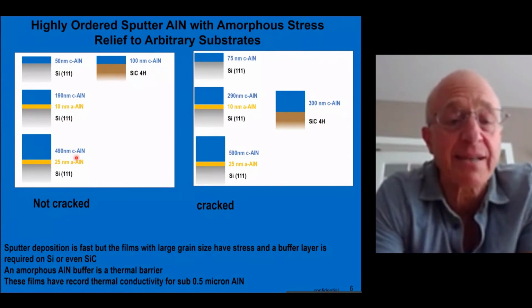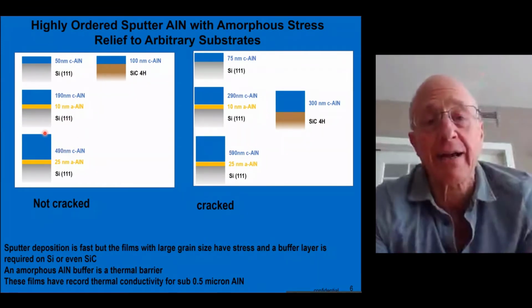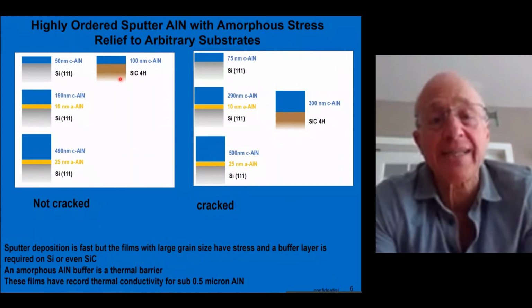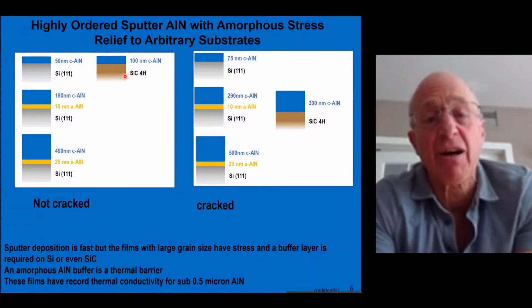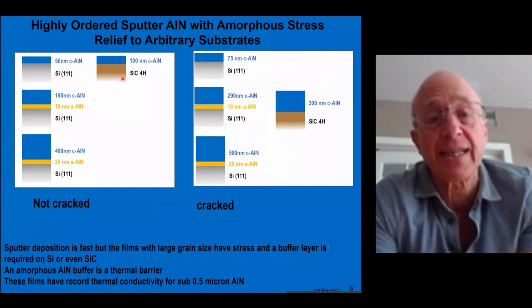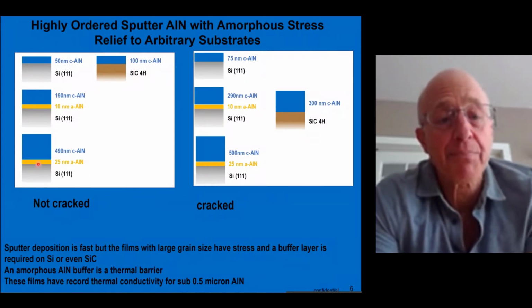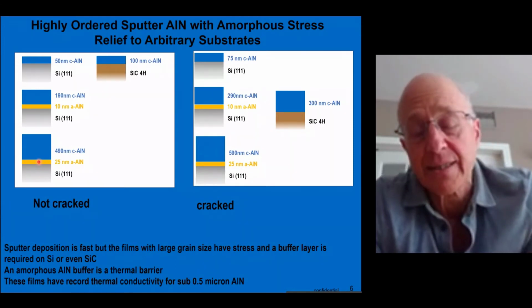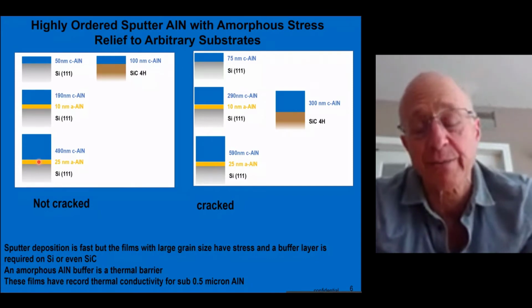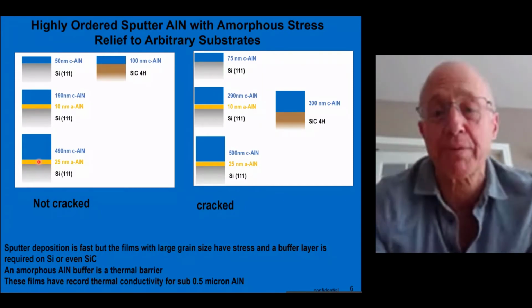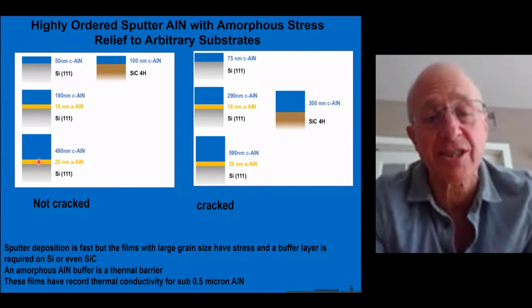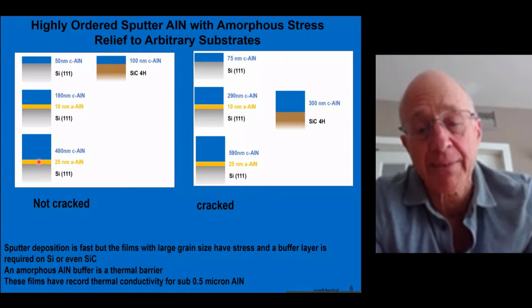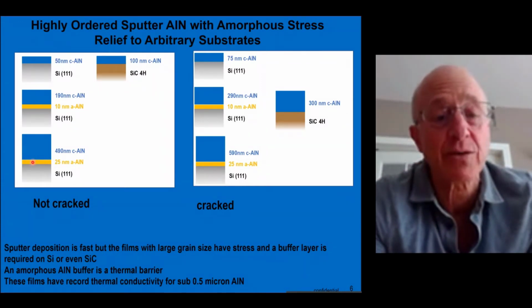So the thickness of this stress relief layer determines how thick of a sputter layer you can put down. And you actually have the same problem even on silicon carbide, which is much more closely lattice matched. Now, the problem with doing this is a thermal barrier, this amorphous aluminum nitride, because the amorphous aluminum nitride has a thermal conductivity of about 1 watt per meter Kelvin.